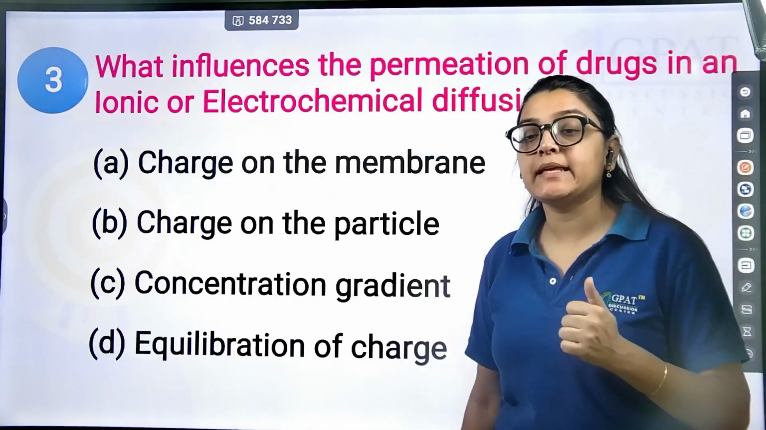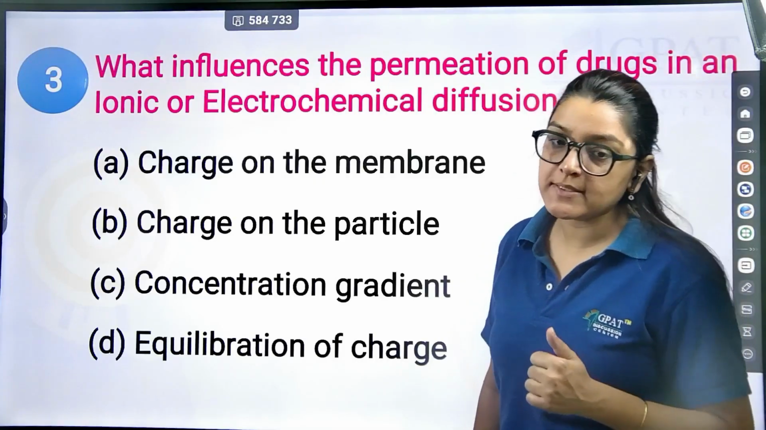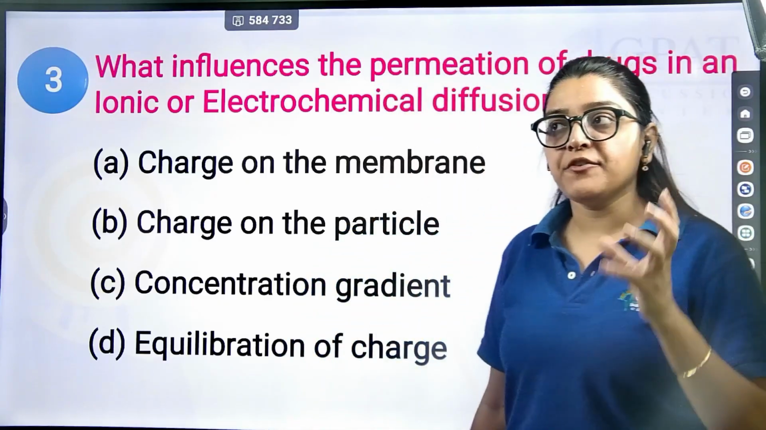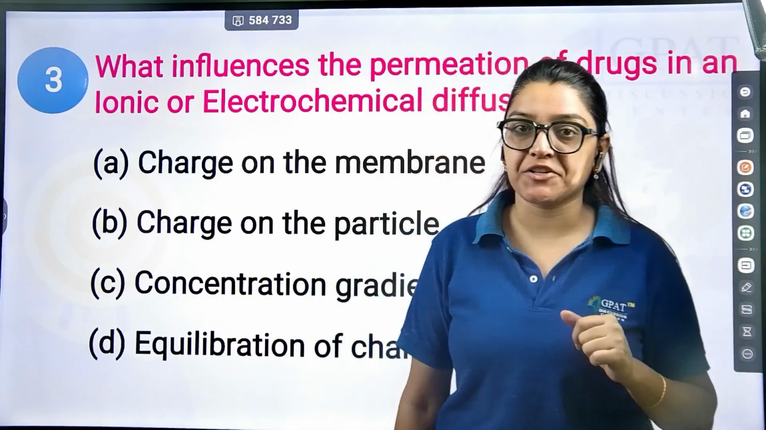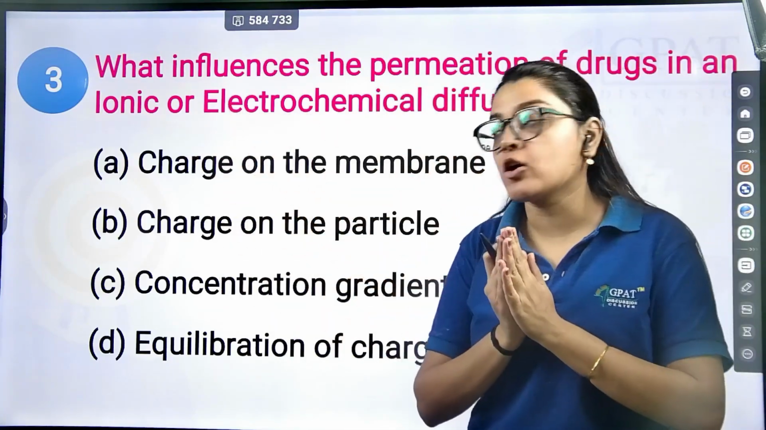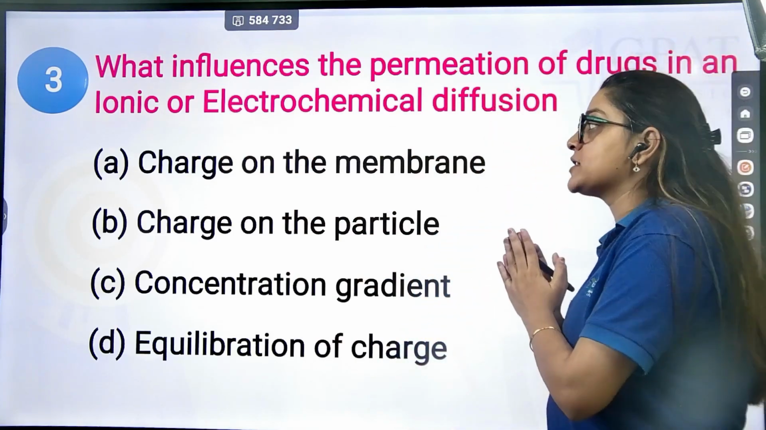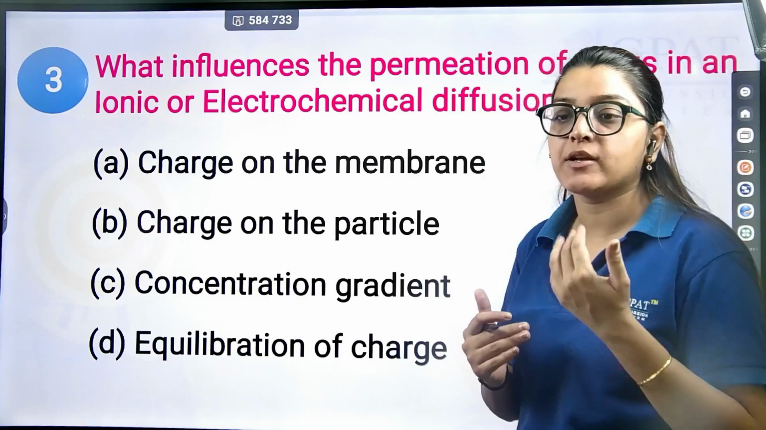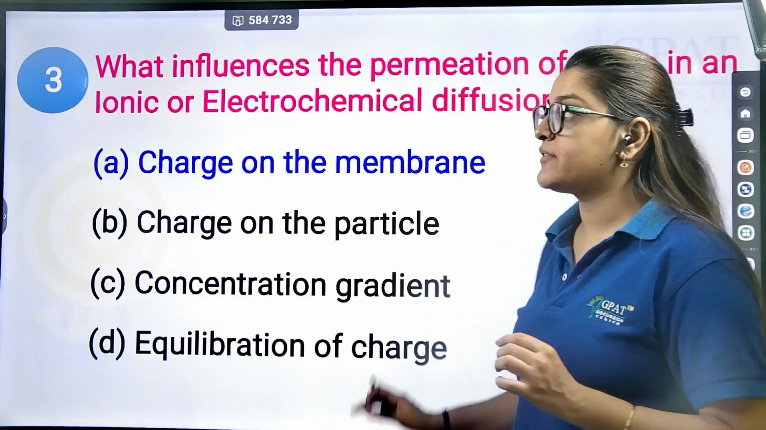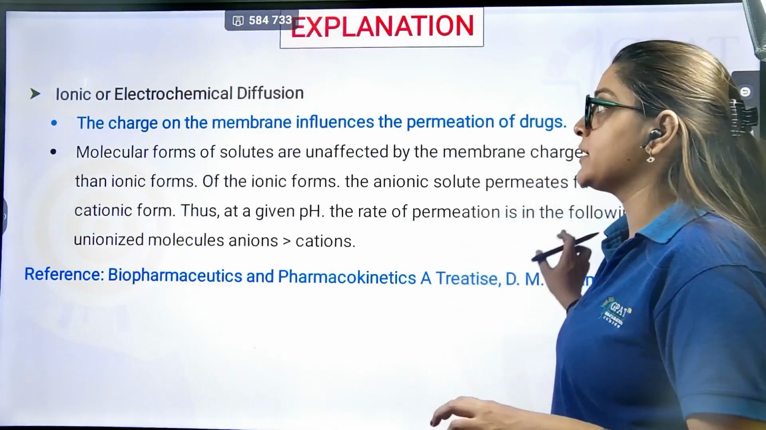What influences the permeation of drugs in an ionic or electrochemical diffusion? So once the ionic or electrochemical diffusion is mentioned, although the diffusion is primarily based on the concentration gradient, here it says ionic or electrochemical, which justifies that we are talking about none other than the charge based, right? We are not talking about only the concentration gradient because it is influenced by the ionic or electrochemical diffusion. It will be based on the charge on the membrane. Otherwise, the simple or passive diffusion is basically concerned on the electrochemical gradient.